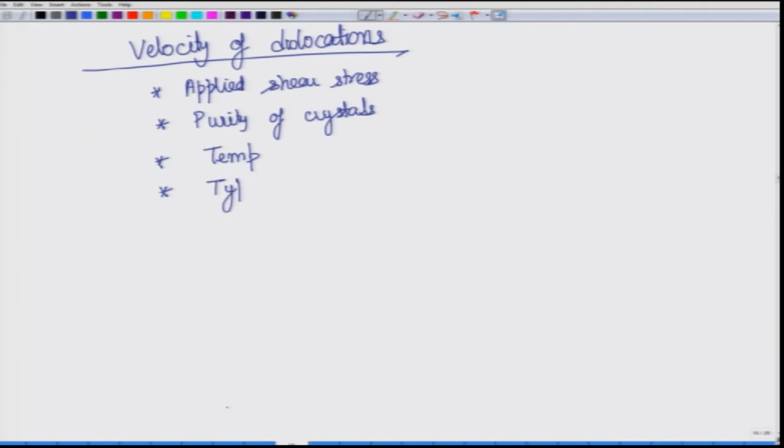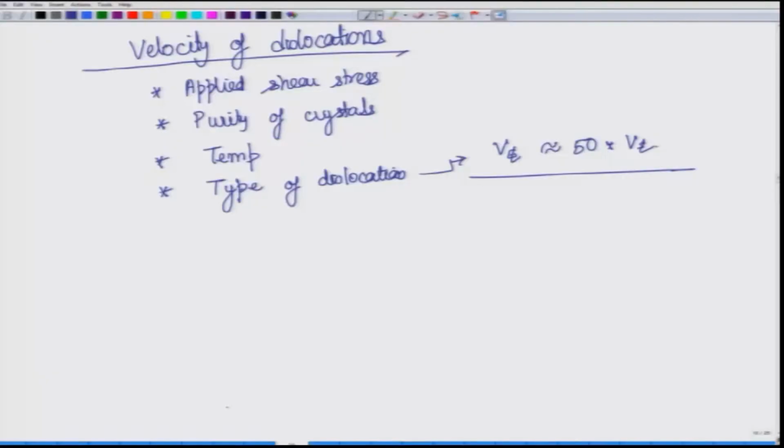And one of the other important factors, we are listing only the important factors, there can be several more: type of dislocation. For example, the velocity of an edge dislocation is known to be approximately 50 times the velocity of a screw dislocation. So, the type of dislocation also makes a good amount of difference to the velocity that can be obtained. Applied shear stress: now let us see what we know about the effect of applied shear stress.